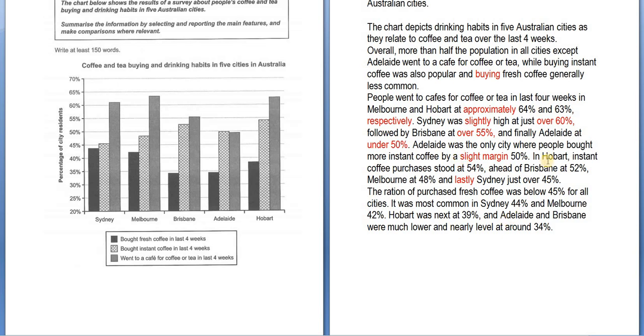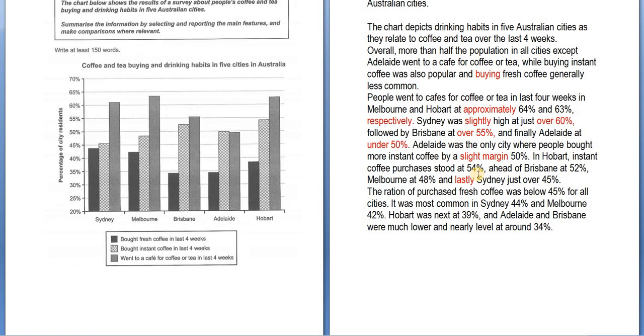Task 1. So now move to Hobart's instant coffee purchases. So look, sometimes we use buy, sometimes we use purchase. So you also use this kind of synonyms. As I said earlier, Hobart stood at 54%, which is ahead of Brisbane at 52%. Okay, Melbourne 48%. Here at first what I say is that when you can compare between the 5 cities, it will help you to get a good band score.